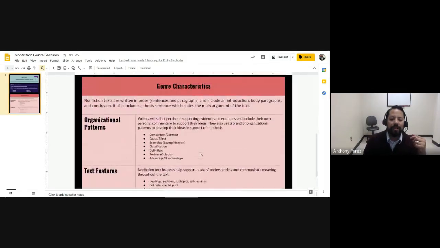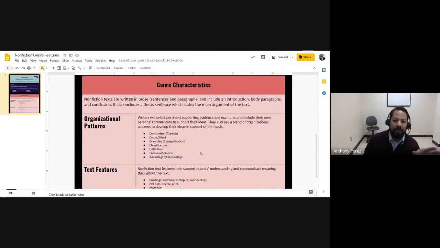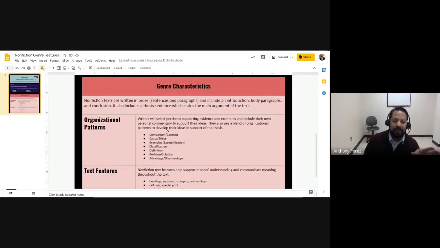Okay, organizational patterns in nonfiction. So, you know, some of the basic characteristics of nonfiction is you're going to have sentences and paragraphs. You're going to have an introduction, you're going to have body paragraphs, and you're going to have a conclusion. And there's going to be a thesis statement somewhere in there, a thesis sentence.